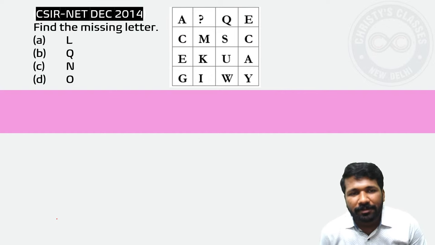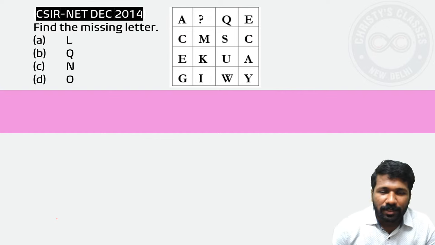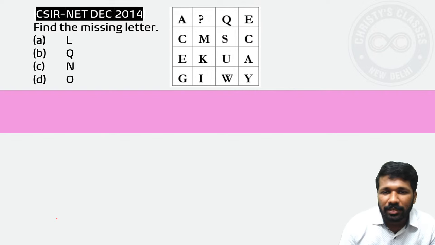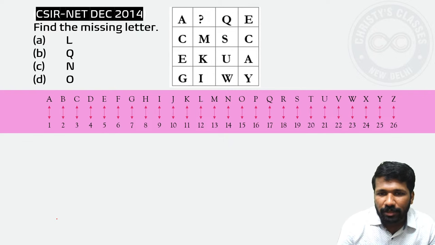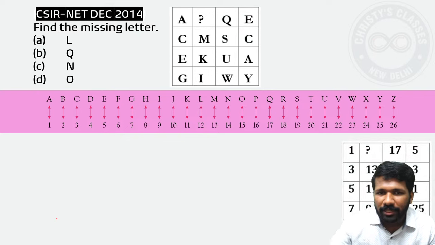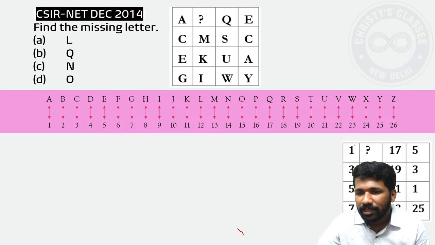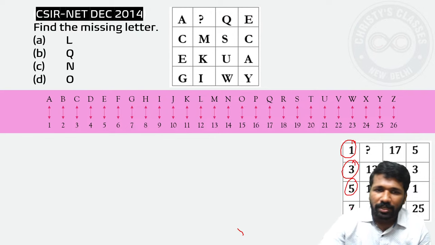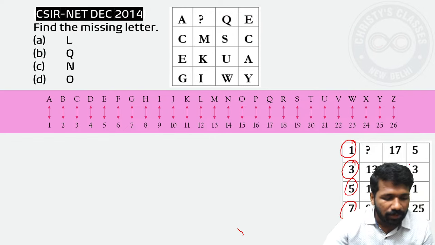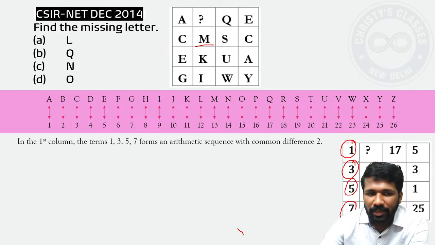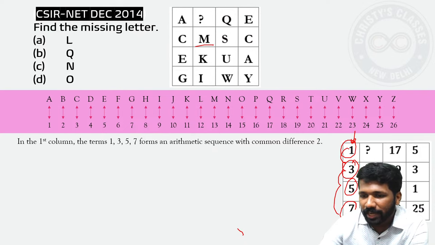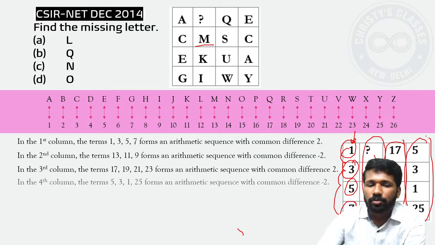Okay, so I will explain. Find the missing letter. Here also, if you want to understand this faster, you can convert this into numbers using the code A, B, C, D up to Z. So substituting that, A is the first letter, C is the third letter, E is the fifth letter, G is the seventh letter, and continuing that, you can see the numbers easily. Then if you look at it, the first column is 1, 3, 5, 7, a difference of two. Second column, a difference of minus two. Third column, a difference of two. Fourth column, a difference of minus two.